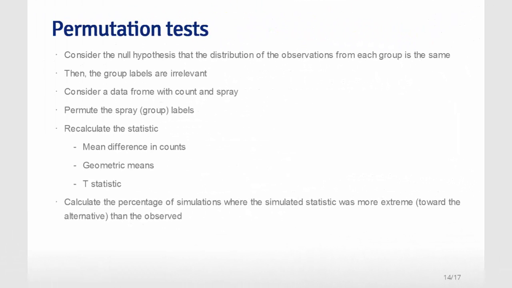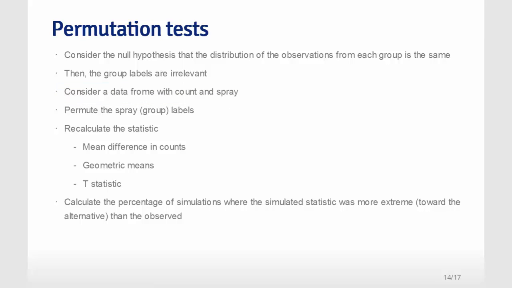Consider the null hypothesis that the distribution of the observations from each group is the same. In other words, which label a particular count received was irrelevant. So operationally, think about a data frame with the counts down one column and the spray group labels down another column. We would calculate a statistic, such as the difference in the average number of insects killed for group B, and subtract that off from group C. That would be our observed test statistic.